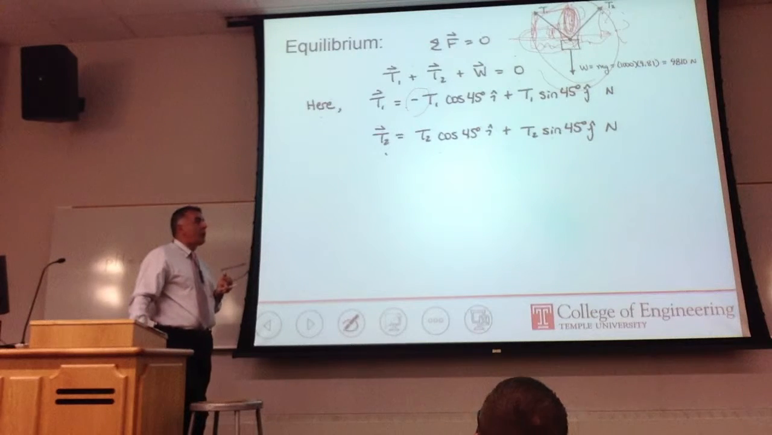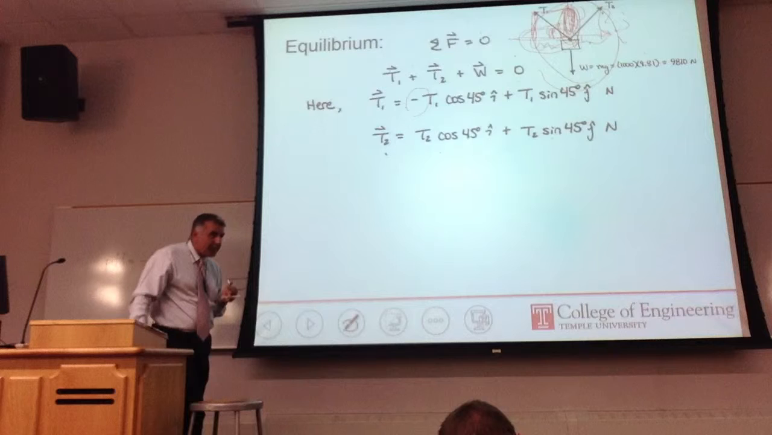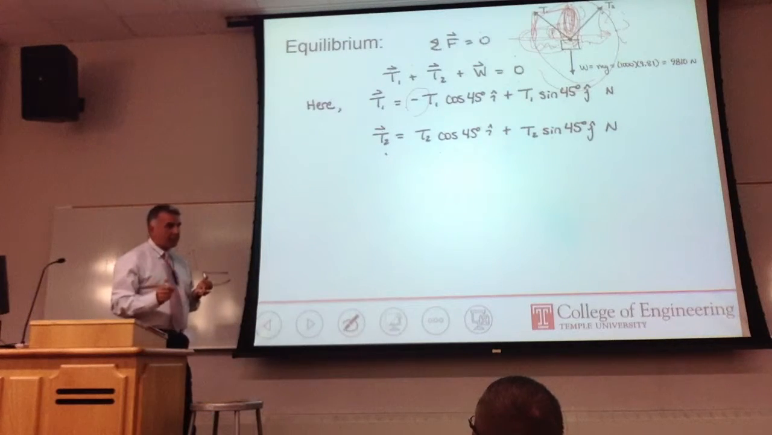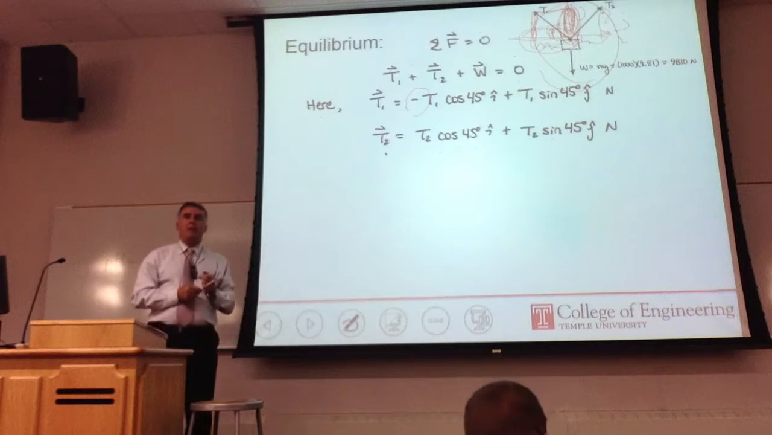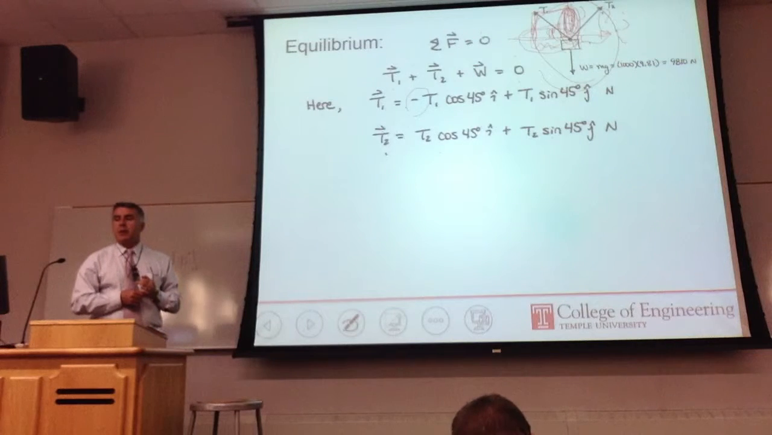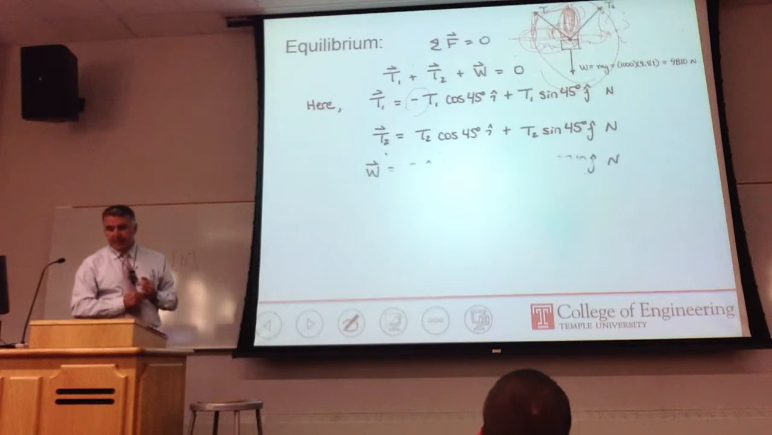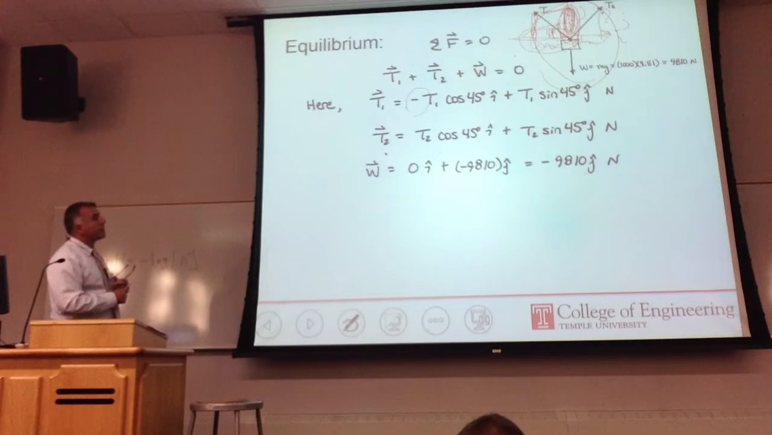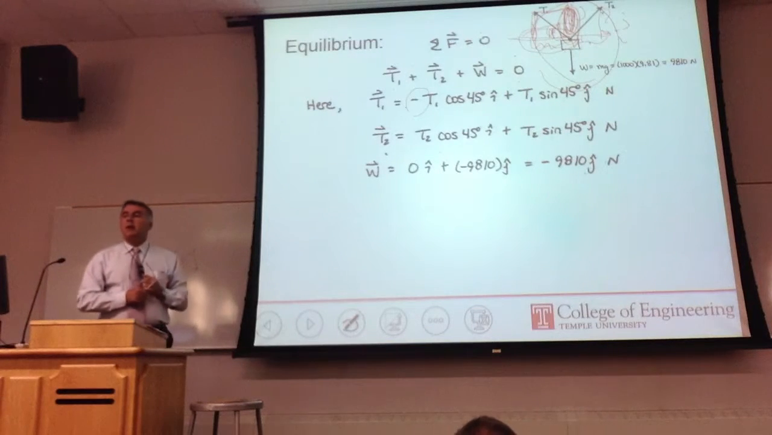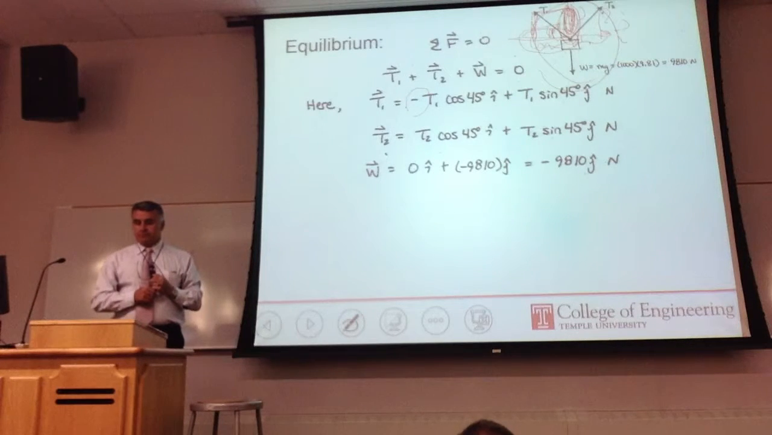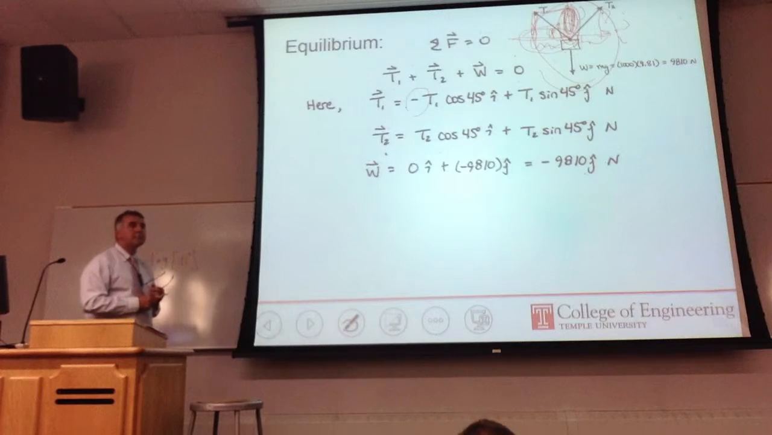Right. So it's 0 times i. In other words, there is no value in the i direction. So it's 0i plus 9.81 times 1,000, which is basically 981, times j. Okay? Because it has no value in the x direction. Follow so far?